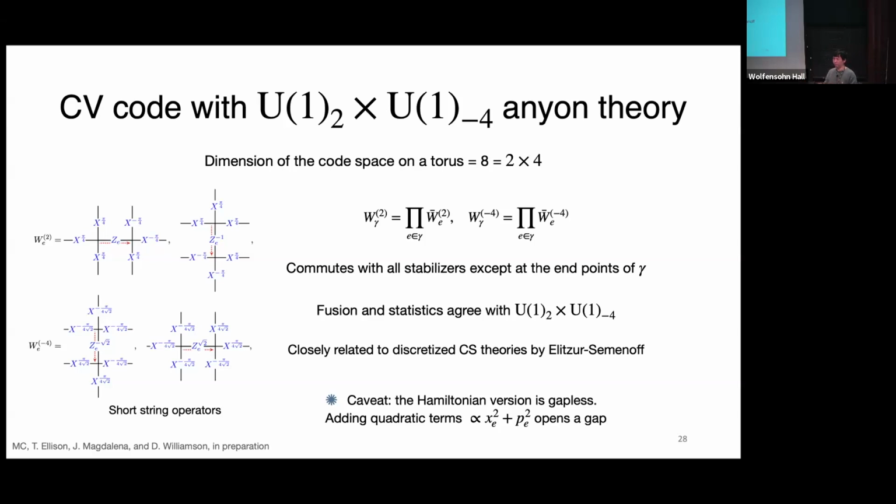Okay, so at least at this level, we realize this Anyon theory as an invariant for this topological continuous variable stabilizer code. Now, I just want to remark that this construction turns out to be very closely related to the discretized Chern-Simons theory on a lattice by Eliezer and Semenoff back in the 90s. There's a long series of efforts to discretize Chern-Simons theory, and I can comment on the relation offline if you're interested. Now, one caveat with this code is that if you naively turn it into a Hamiltonian just by summing up the local generators of the stabilizer group, because the variables are continuous, you get a gapless Hamiltonian. But that can be fixed by adding back these quadratic terms, which open a gap, and we can check that everything stays the same.